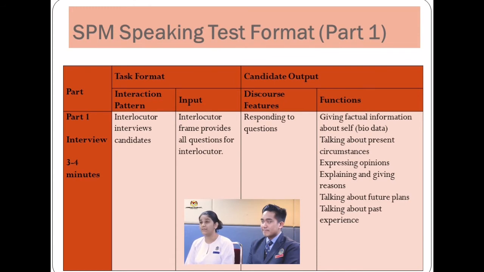Talking about present circumstances. Expressing opinions, explaining and giving reasons, talking about future plans, talking about past experience.